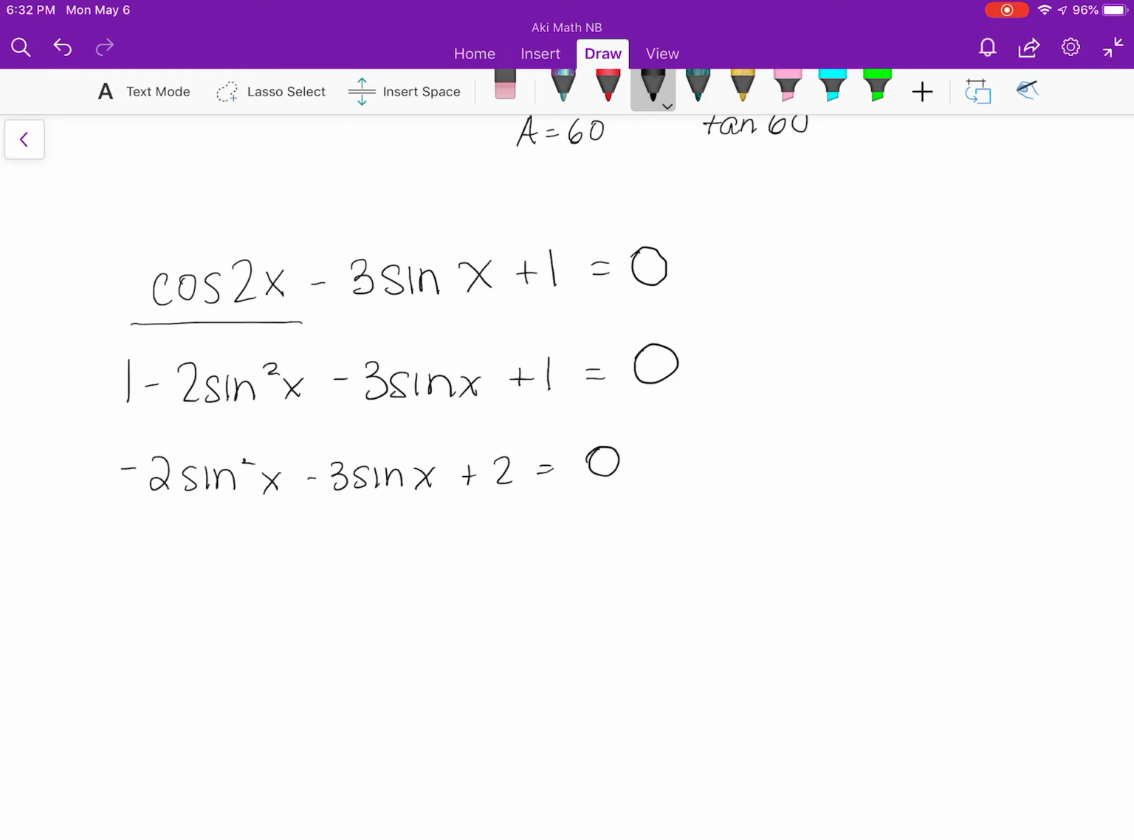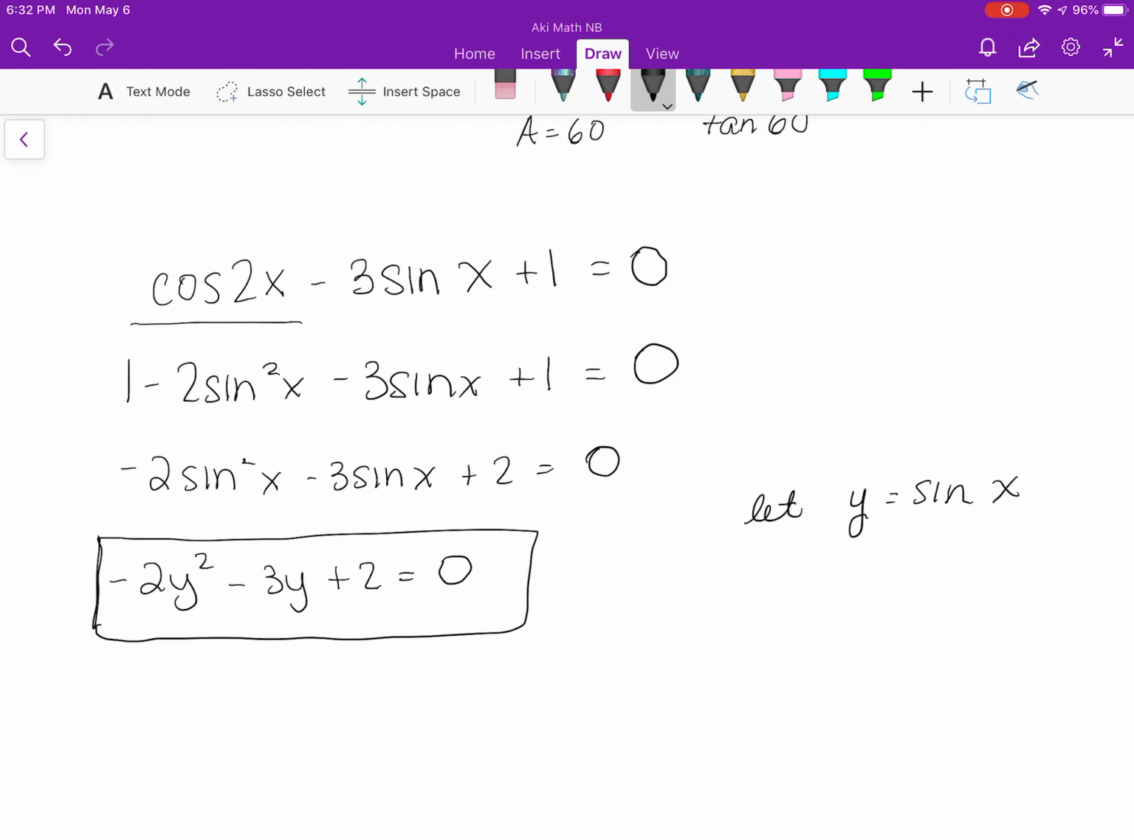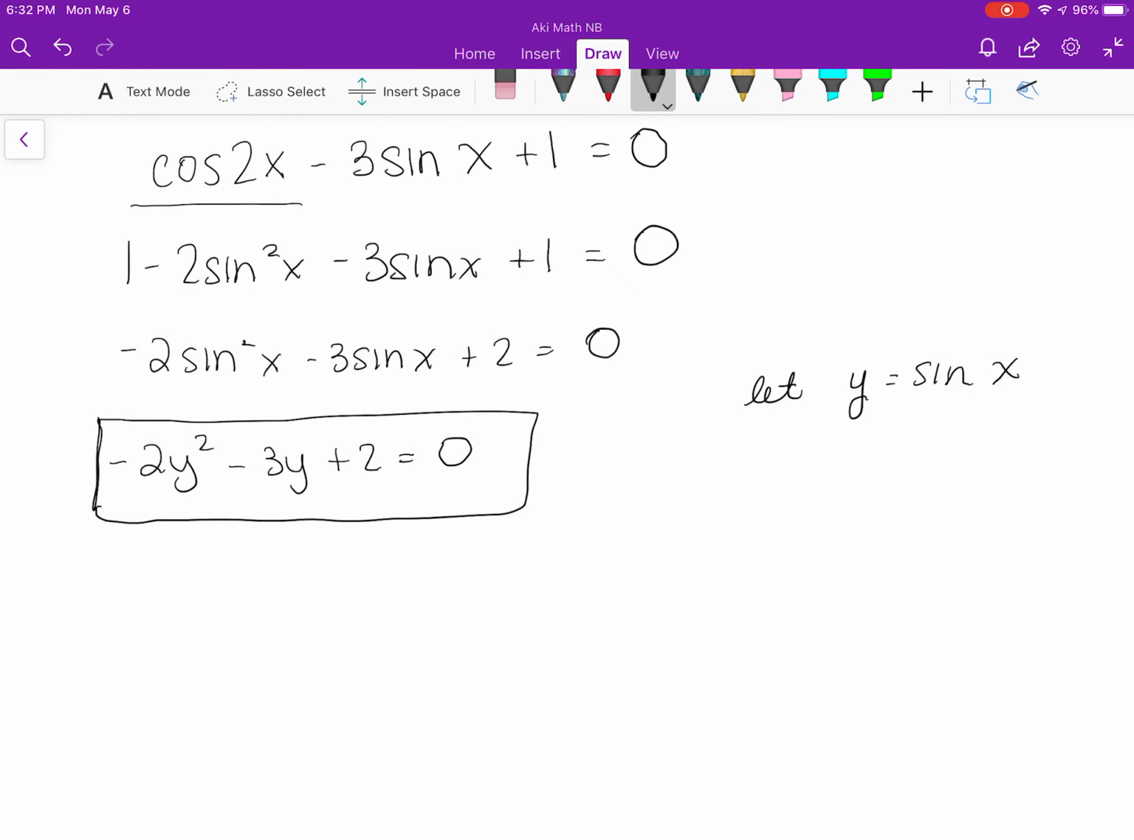Now, temporarily for a moment, I'm going to let y equal sine x. So then I could say this is minus 2y squared minus 3y plus 2 equals 0. And we notice this is a quadratic. So first of all, just going to divide it all by -1.